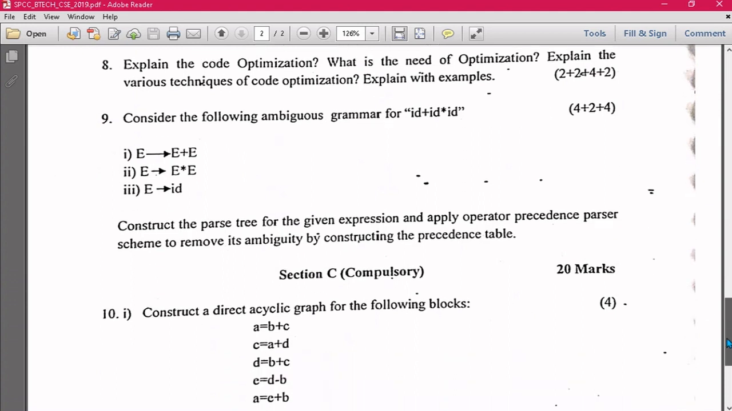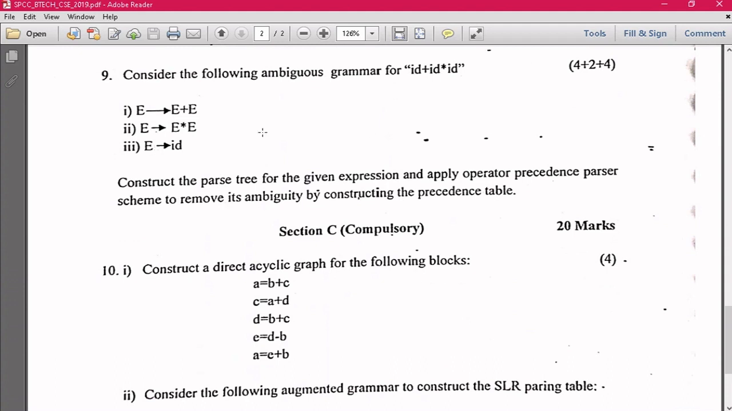Now coming to the ninth question, this is also a numerical question. Here you are given a CFG and a string. You have to construct the parse tree for the given expression and apply the operator precedence parser scheme to remove its ambiguity by constructing the precedence table. Basically, this is the expression, and the operators here are plus and multiplication, and you need to make the operator precedence table and remove the ambiguity from it.